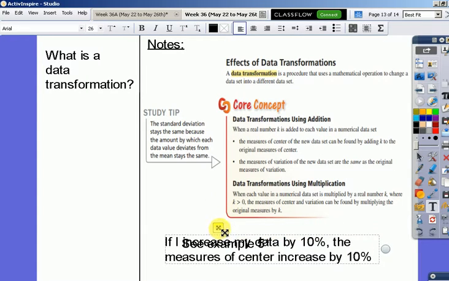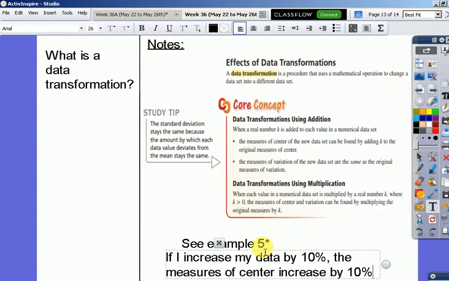So, what is a data transformation? Basically, if you want to increase your data by 10%, the measures of center increase by 10%, right? So whatever you get for your mean, median, and mode, increase that by 10%. Does that make sense? If you want to increase everything by 2, then whatever your mean, median, and mode is, increase it by that same amount. It says when a real number k is added to each value in a numerical data set, the measures of center of the new data set can be found by adding k to the original measures of center. You just add it to your mean, median, and mode.